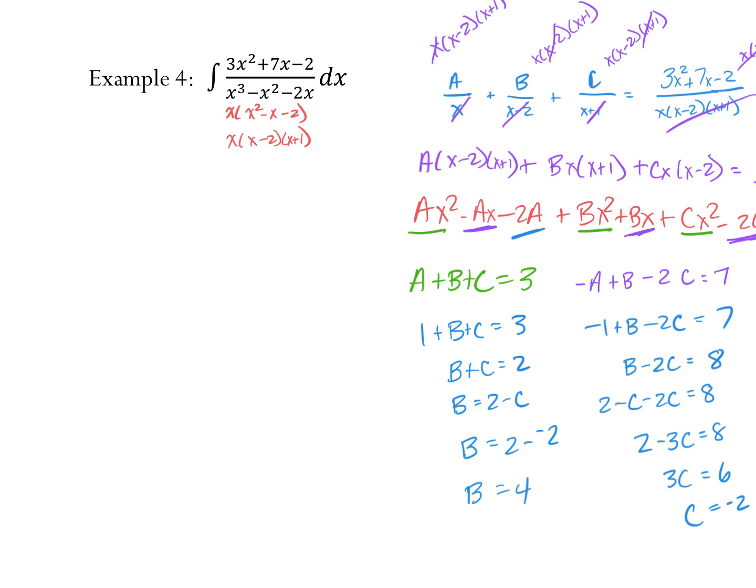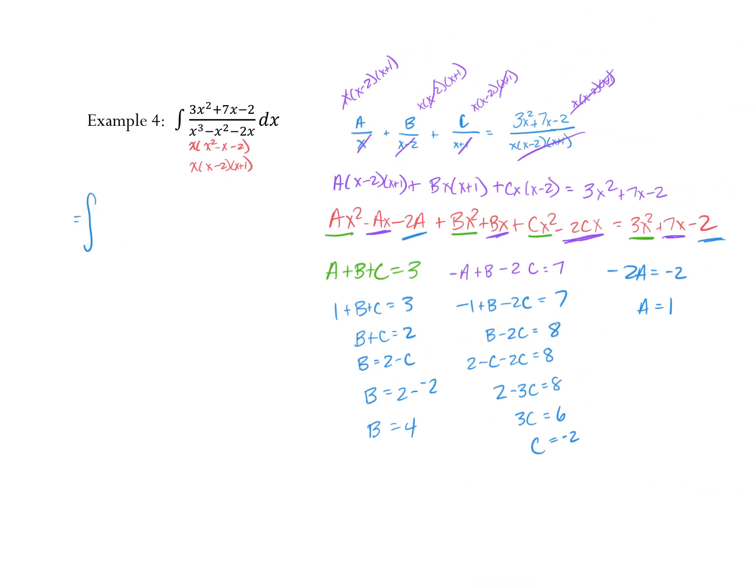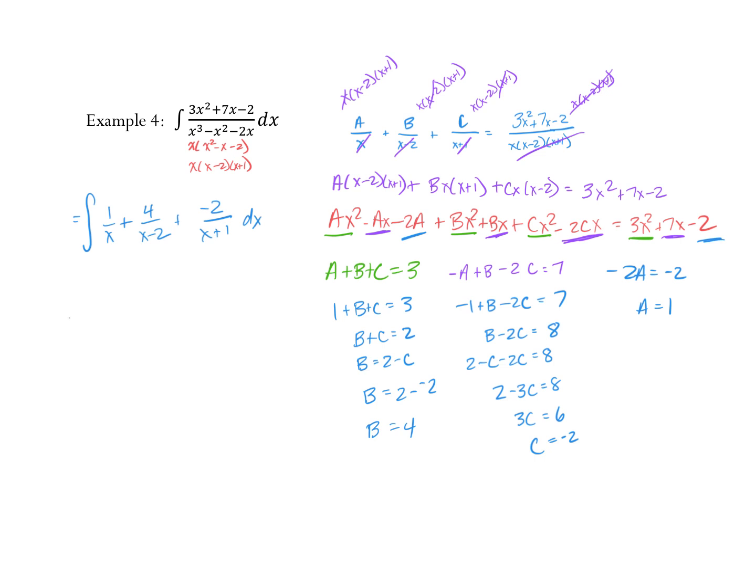So now I can rewrite my expression as: a over x becomes 1 over x, plus b over x minus 2 becomes 4 over x minus 2, plus negative 2 for c over x plus 1 dx, again using my natural log function.